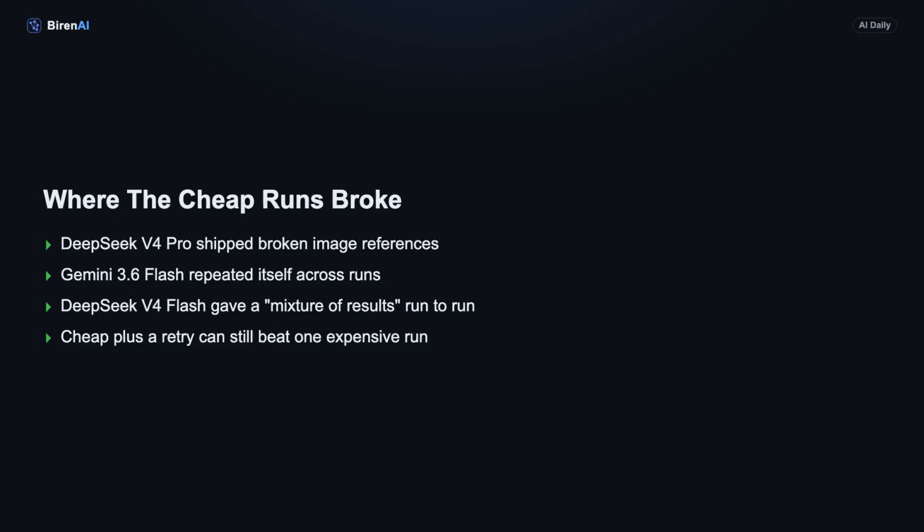DeepSeek V4 Pro shipped broken image references. The page loads, the photo does not. Gemini 3.6 Flash repeated itself across runs. And V4 Flash, the 2.4 credit one, gave a mixture of results. Sometimes fine, sometimes not. But do the arithmetic. At 2.4 credits, you can run it, check it, and run it again more than 200 times for the price of one Opus attempt. Consistency is worth paying for only when a retry is expensive.